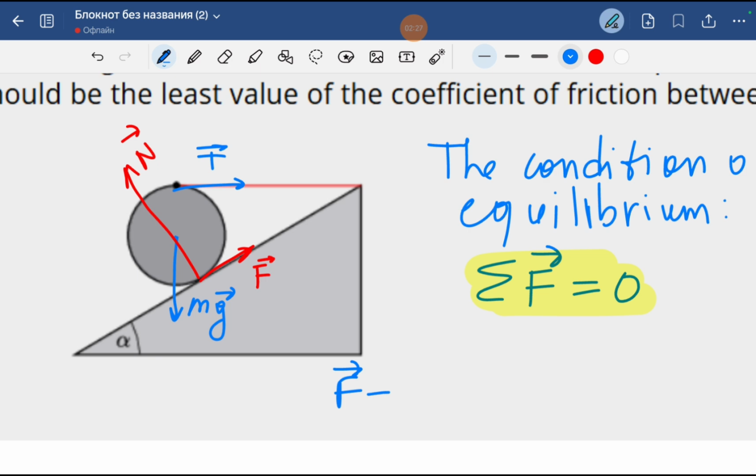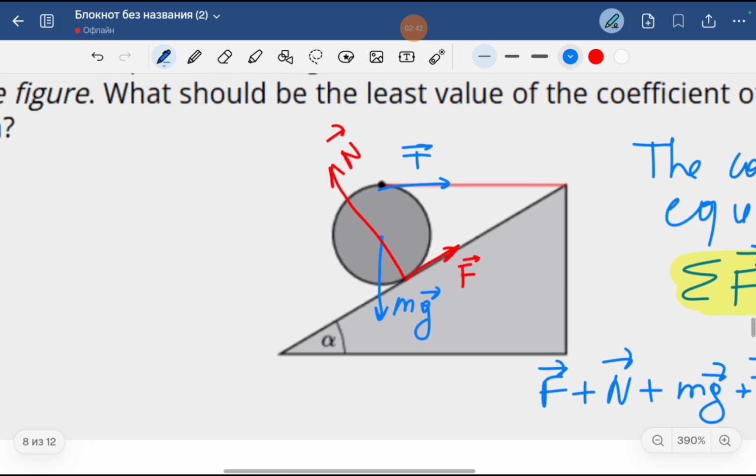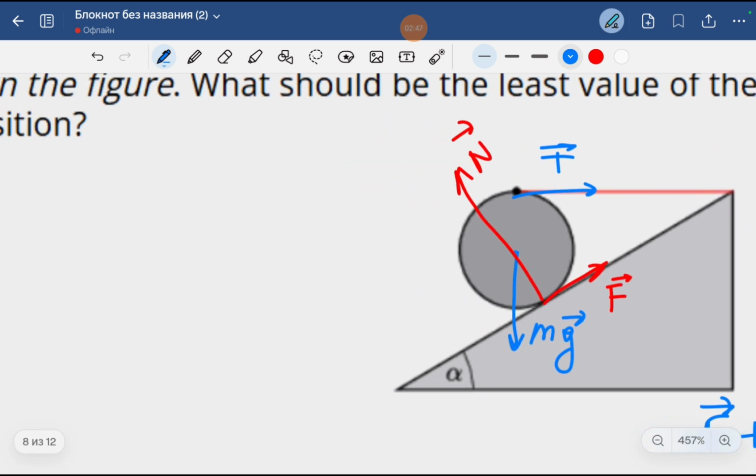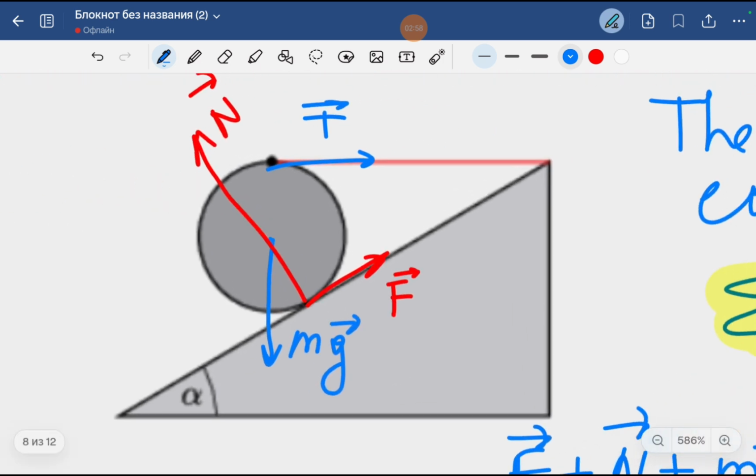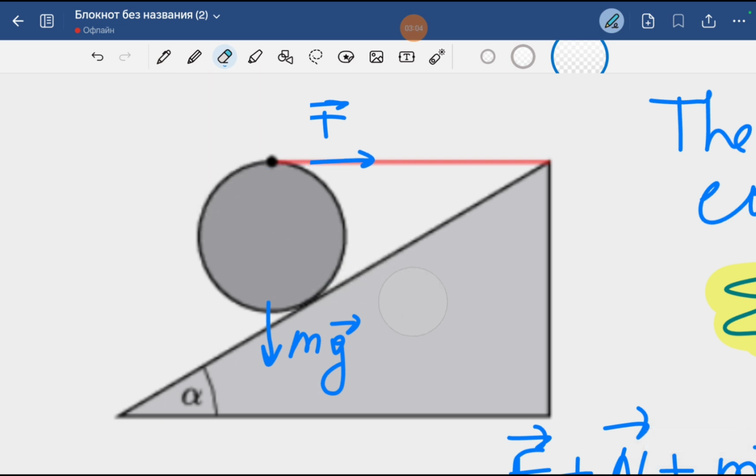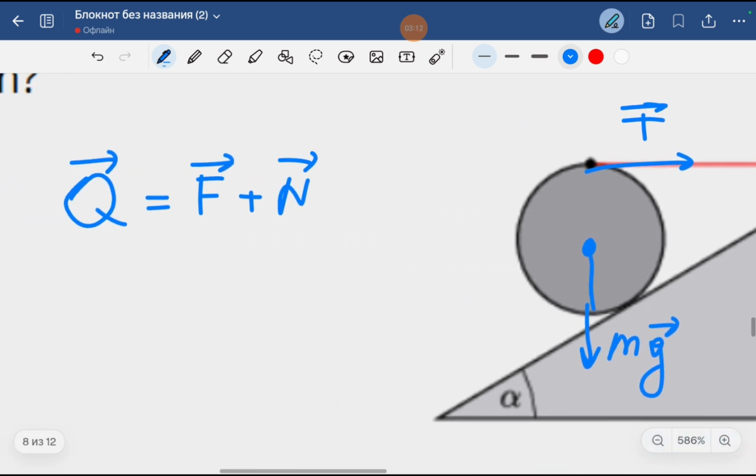To solve this problem, we can use the equilibrium condition, but I suggest using the theorem of three forces, or the theorem of Lamy, instead. So let's try it. You can notice that we need three forces to use the theorem of three forces, but four forces act on our body. But we can combine two of them into one. This way we'll have three forces. We combine the friction force and the normal reaction force to get the total reaction force, which we denote by the letter Q.